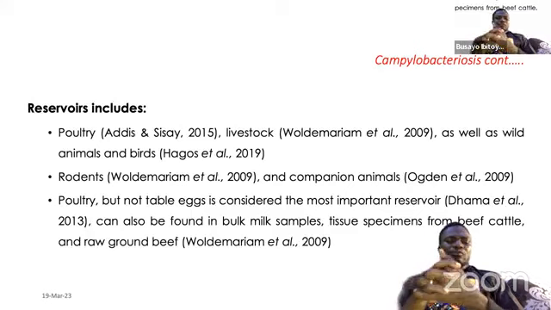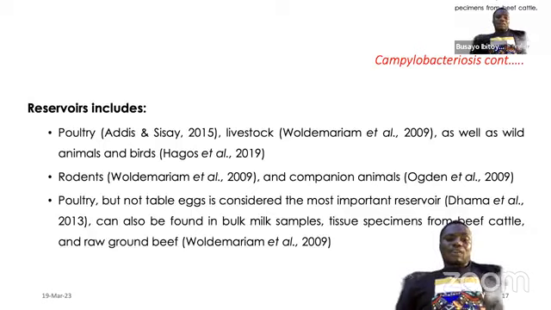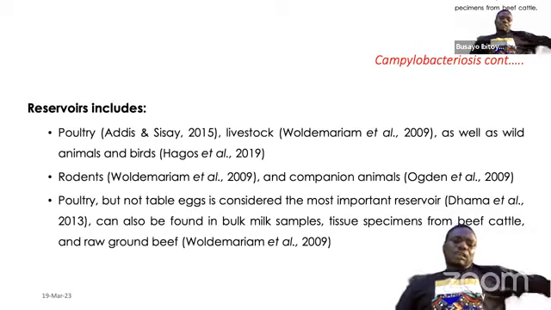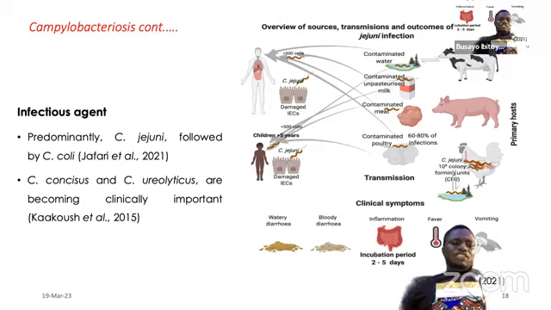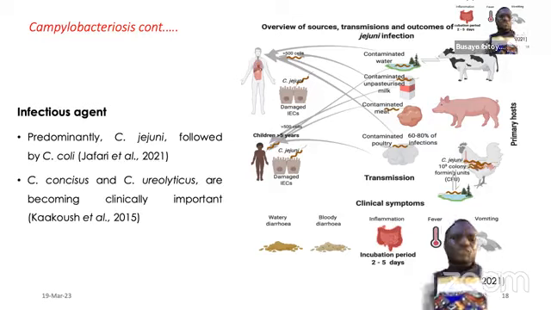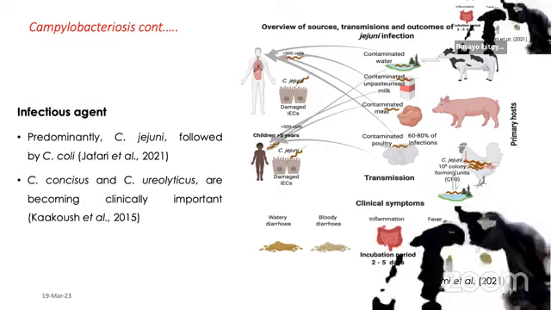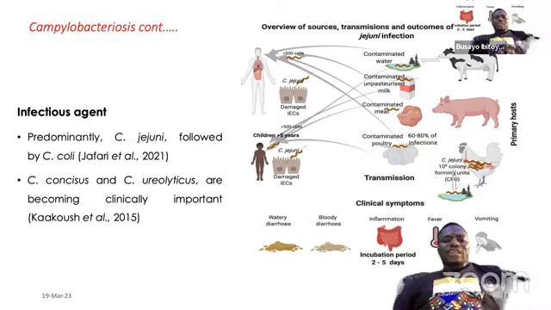And most commonly, people come down with Campylobacteriosis after consumption of contaminated chicken, as the case may be. And like I said earlier, Campylobacteriosis is majorly caused by Campylobacter jejuni, followed by Campylobacter coli. Other species of Campylobacter like concisus, upsaliensis, hyointestinalis, and Campylobacter lari are also becoming of clinical importance.